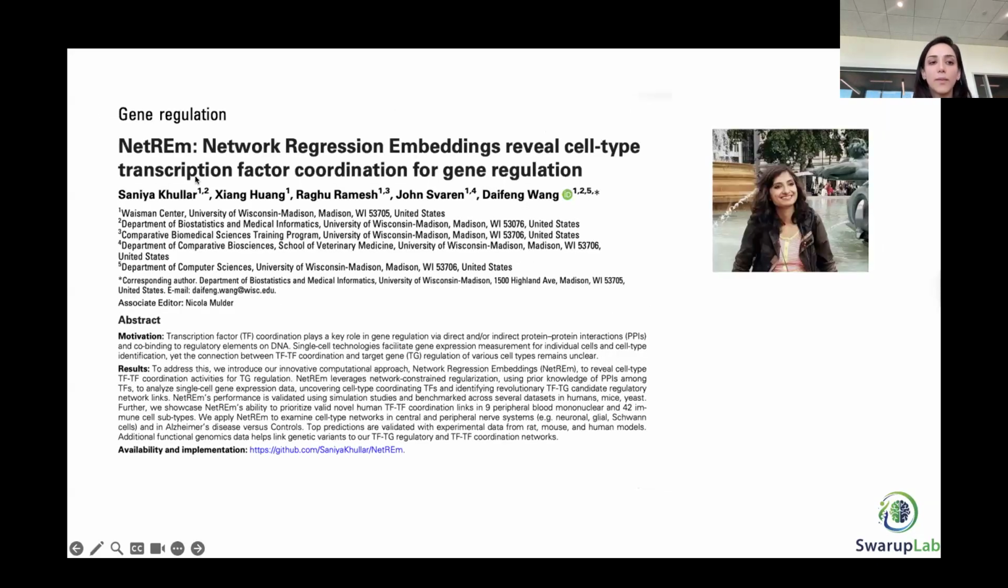So we collaborated with Sonia, a talented postdoc who is now in Cambridge. She developed this tool called NetREm, Network Regression Embeddings, that still uses some of the more classical ways of understanding TF-TG relationships, but allows for incorporating protein network priors.